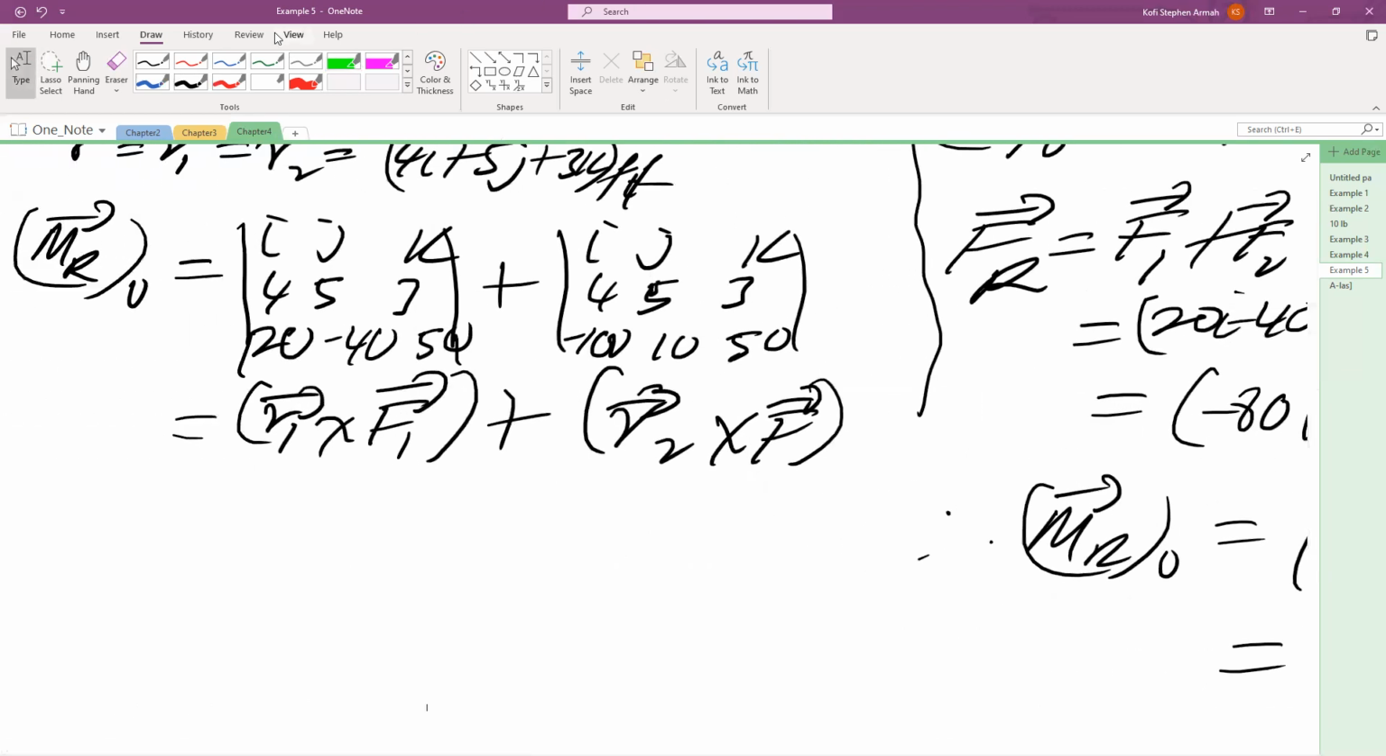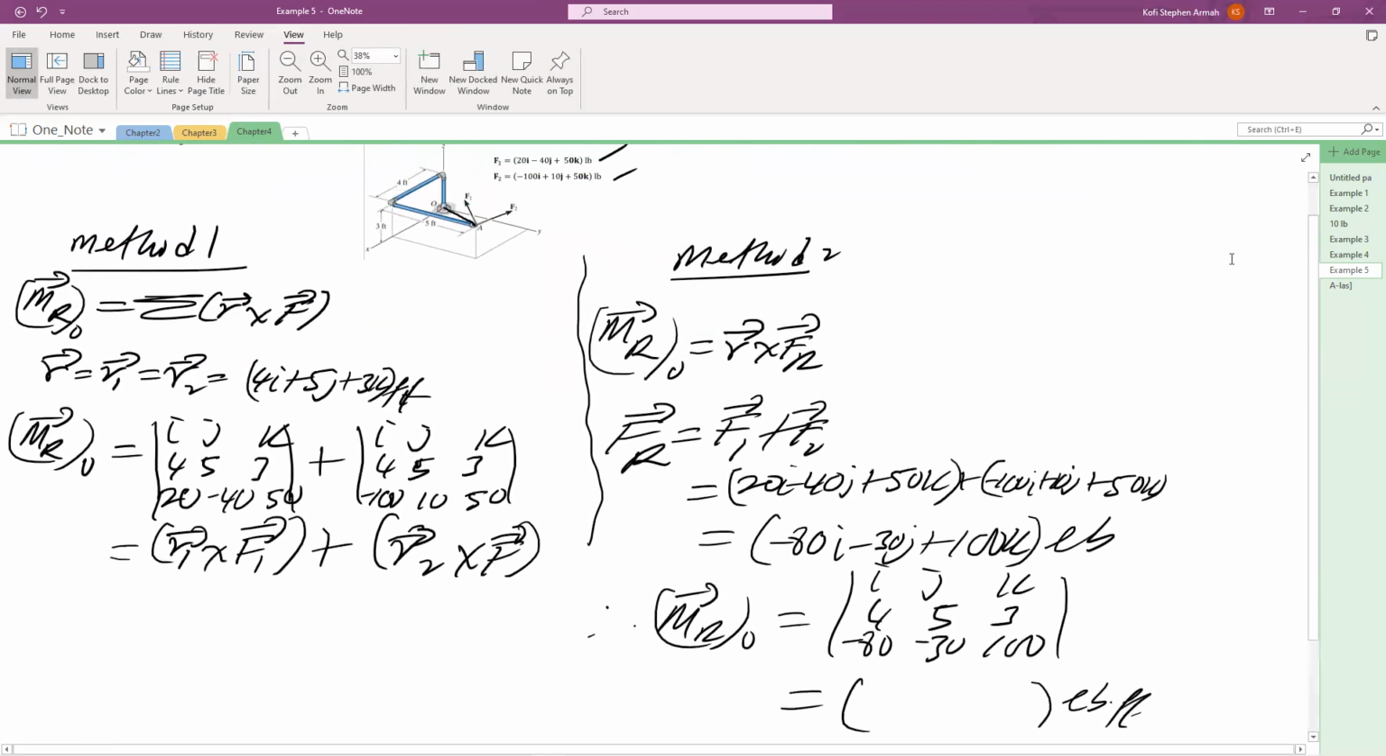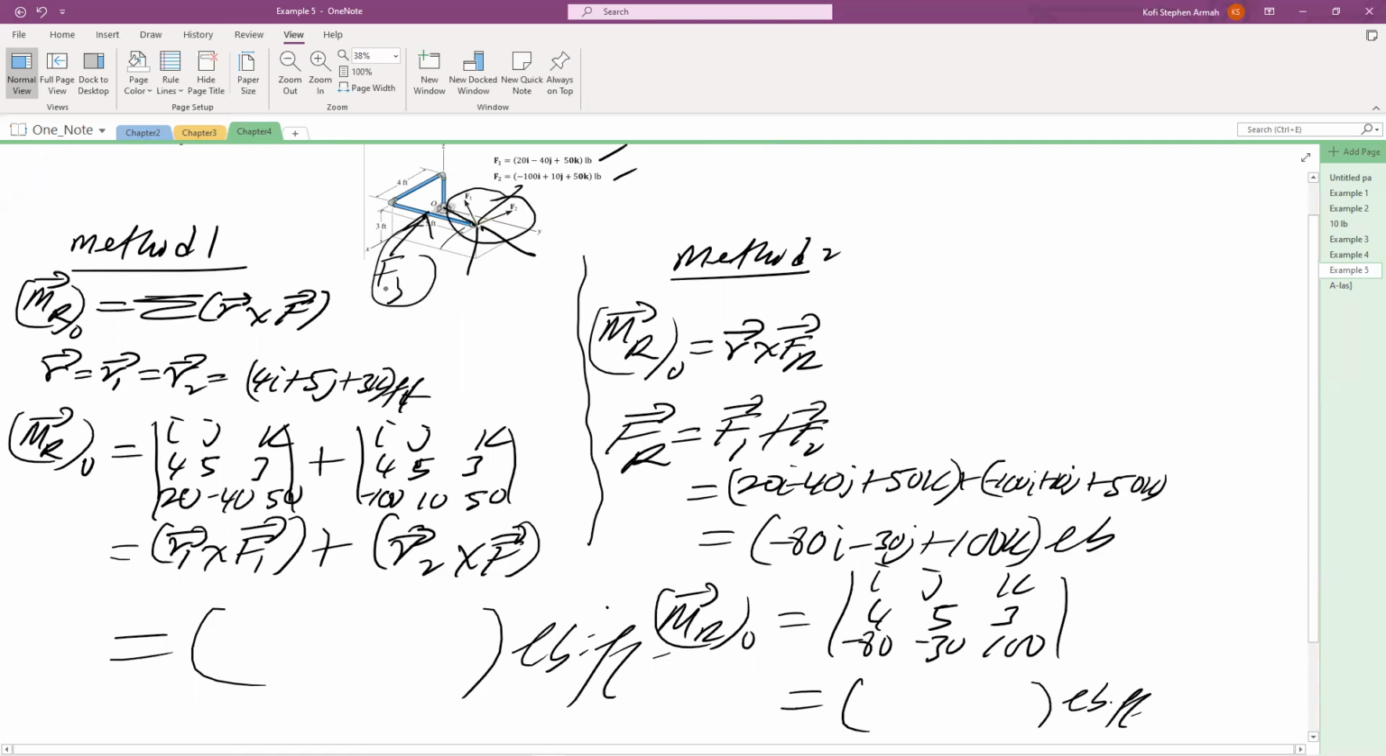So the answer you get here will be the same. This is also in pound-feet, i, j, k. So even if there are so many forces, all of them sharing the same R, or it could be another force here, F3, in that case you can do this together, and then this will be a different determinant.